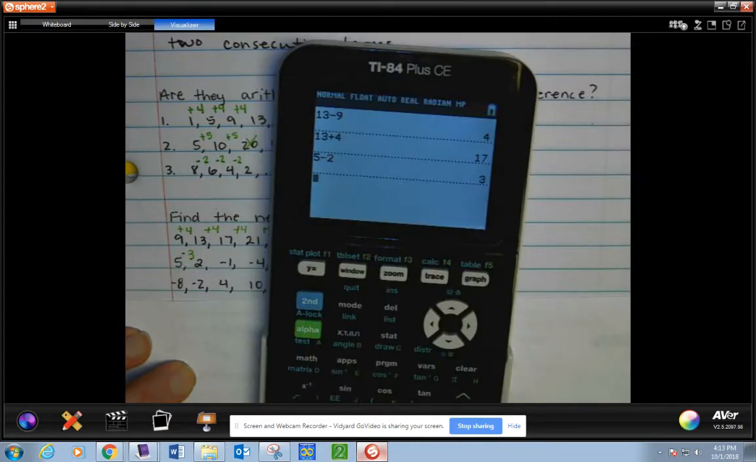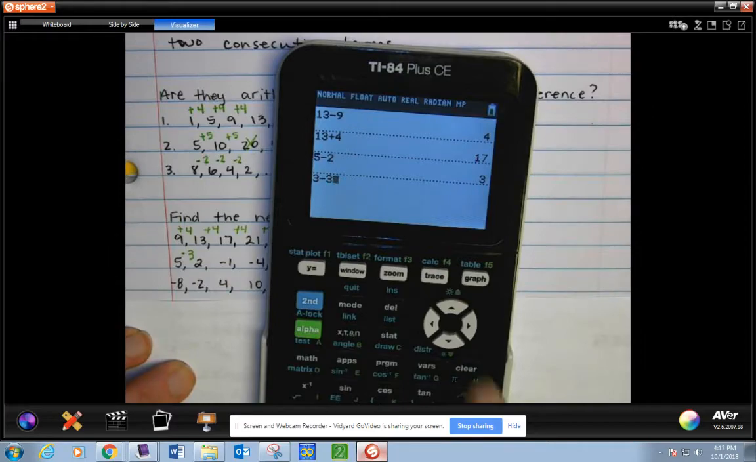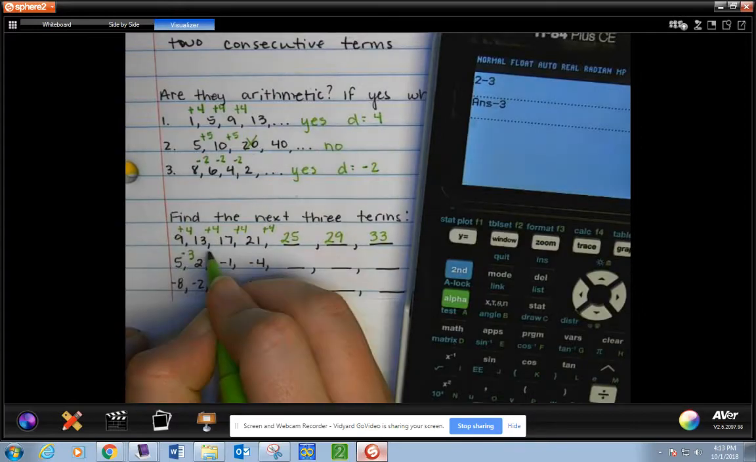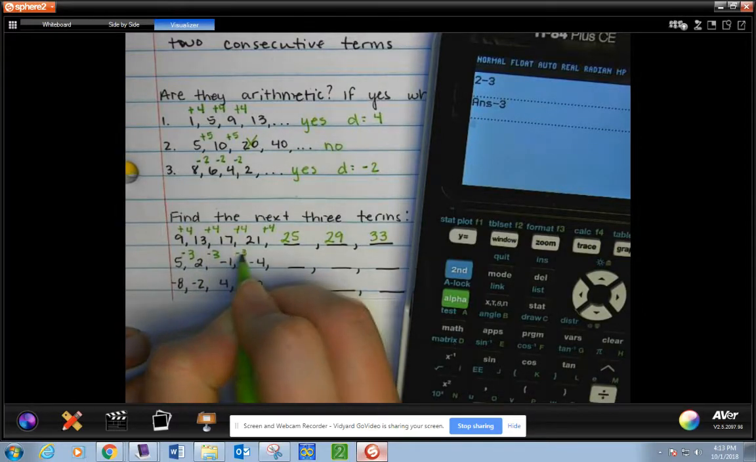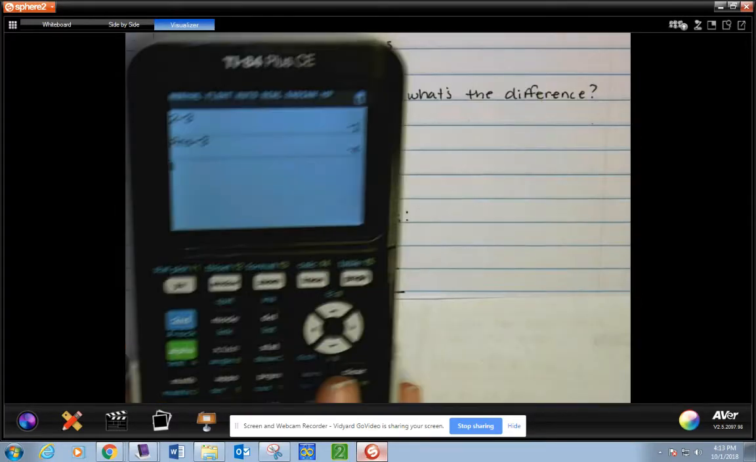So now just check to make sure. Is 2 minus 3 negative 1? Yes, it is. Is negative 1 minus 3 negative 4? Yes, it is. So it is subtracting 3 each time. So now just continue on the pattern.